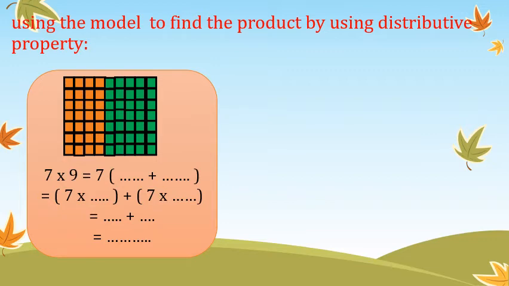Now, in this example, we broke down the 9 to what? These are 4, and these are 5. So the 9, we broke them down to 4 and 5. Now, the first array, the orange array, is represented by 7 times 4. And the second array is 7 times 5, because we didn't change the number of rows. 7 times 4 is 28. And 7 times 5 is 35. Now we want to add 28 and 35.